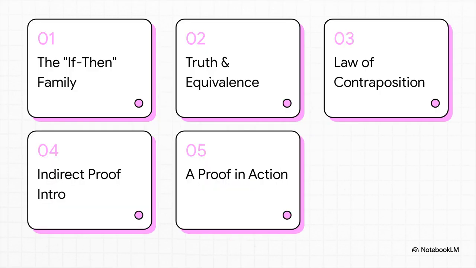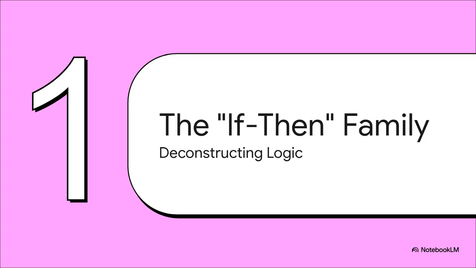All right, here's our game plan. First, we're going to start with the absolute fundamentals, the if-then statement and its family. Then, we'll figure out which of those family members we can actually trust. After that, we'll unlock something called the law of contraposition. That's the real key to all of this. And finally, we'll watch the whole thing come together in a pretty slick geometric proof. Ready? Let's dive in.